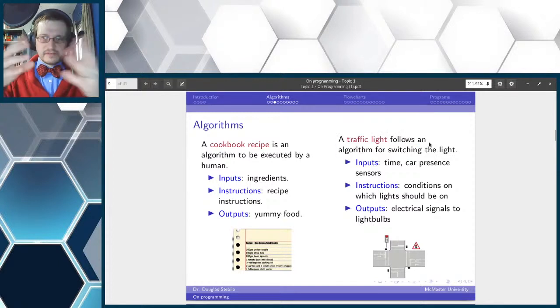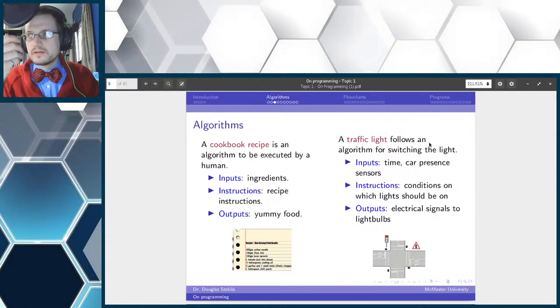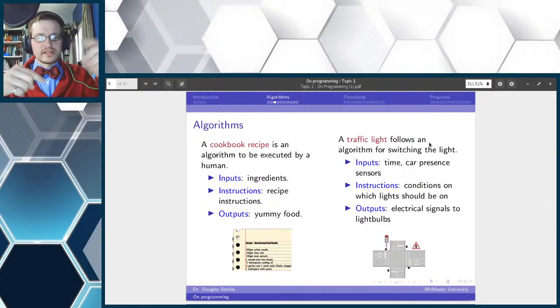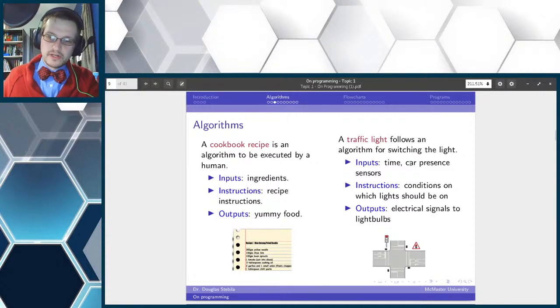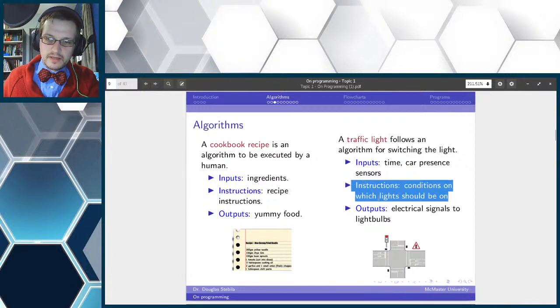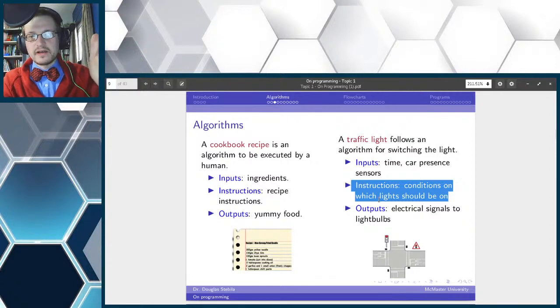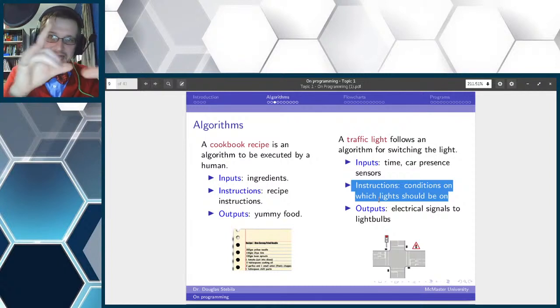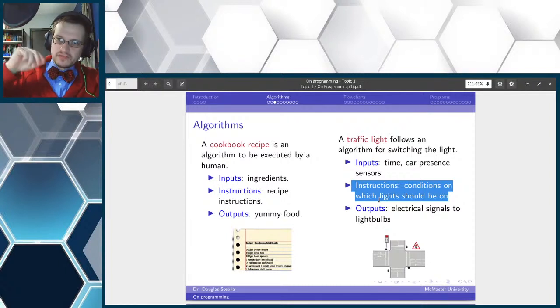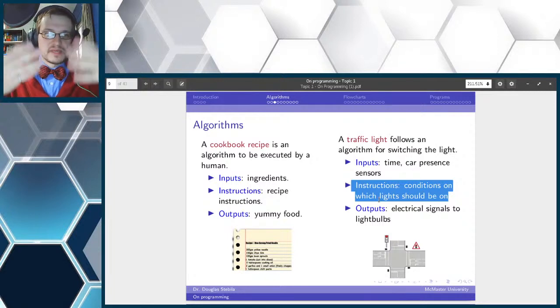Another example would be traffic lights. Sometimes, most of the time, traffic lights only take the time as an input to calculate what the electrical signals to the light bulbs should be. Other times, there are car presence sensors, which are also taken into account. The instructions, you can imagine with traffic lights, there's a set of instructions in there that relates what time it is to what the state of the light bulbs should be. And that would be the program.